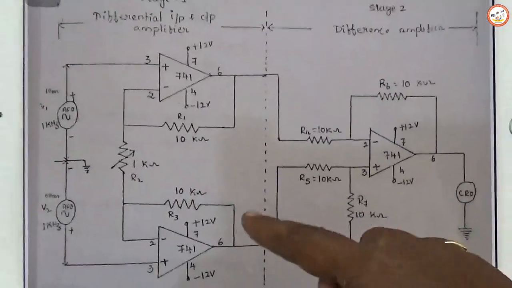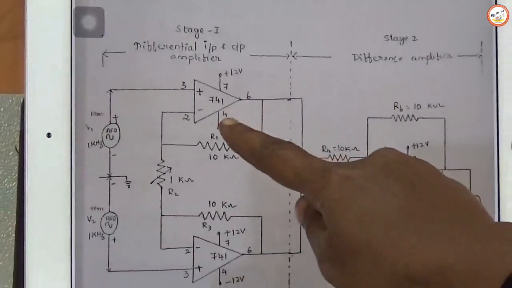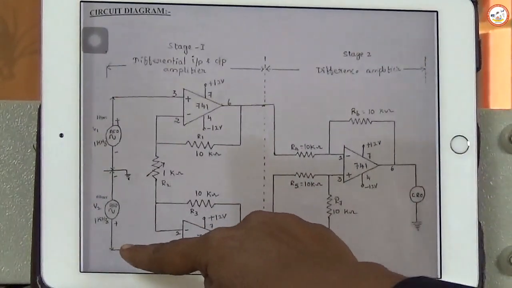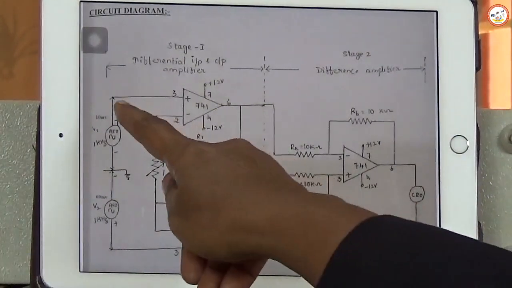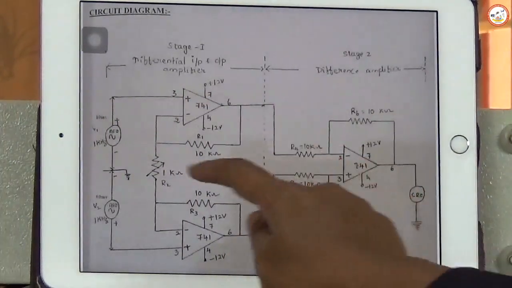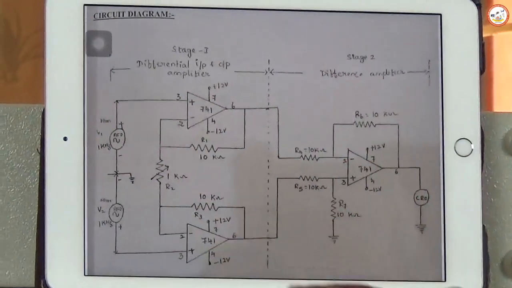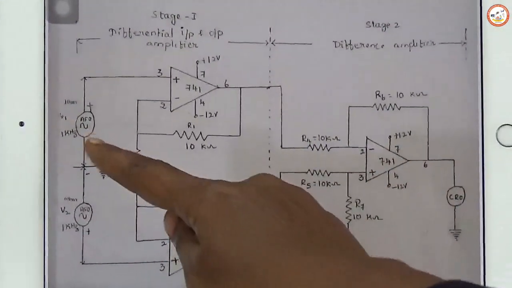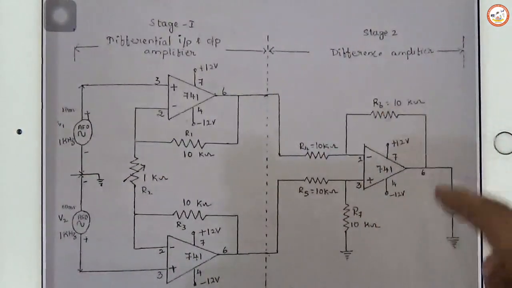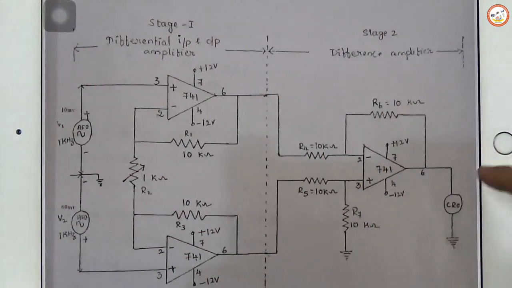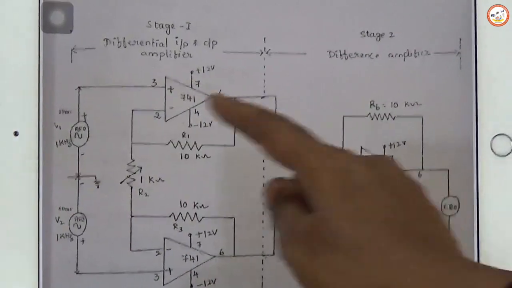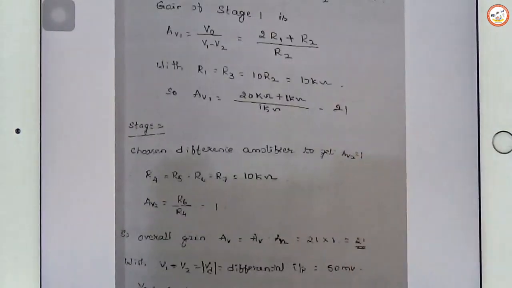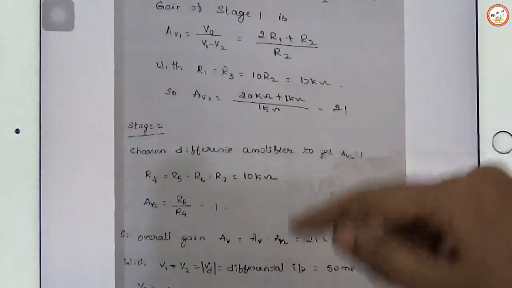Here you can observe the first stage, a differential input output amplifier consisting of two op-amps configured as non-inverting amplifiers. How we can identify it: the input is given to the plus terminal, here also the input is given to the plus terminal, and feedback is given to the inverting terminal, which is the second pin. The output of this is the difference between the two input signals, which is given to a difference amplifier. The second one is a difference amplifier. So the final output is an amplified version of the difference of the two input signals. Now the design of that, if you observe, we have stage 1 and stage 2.